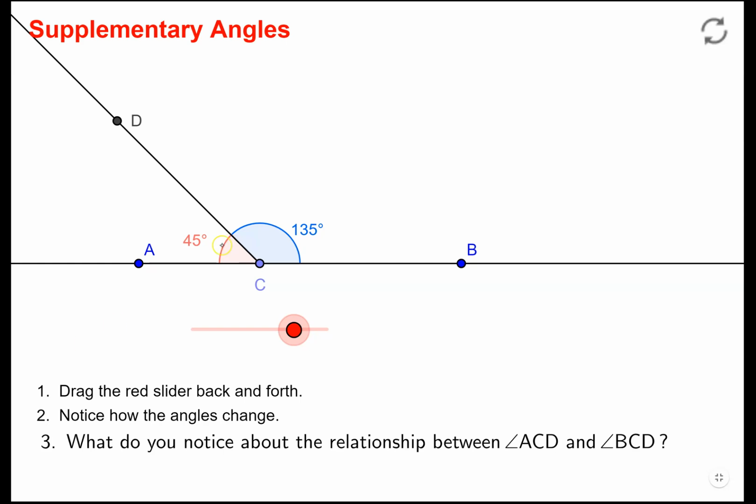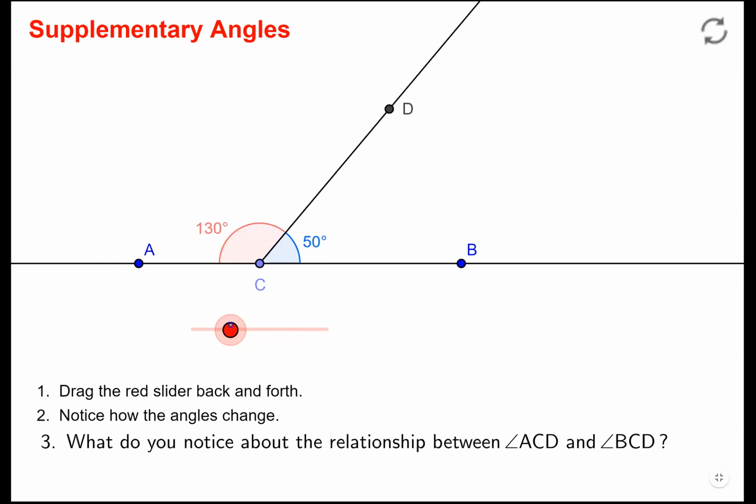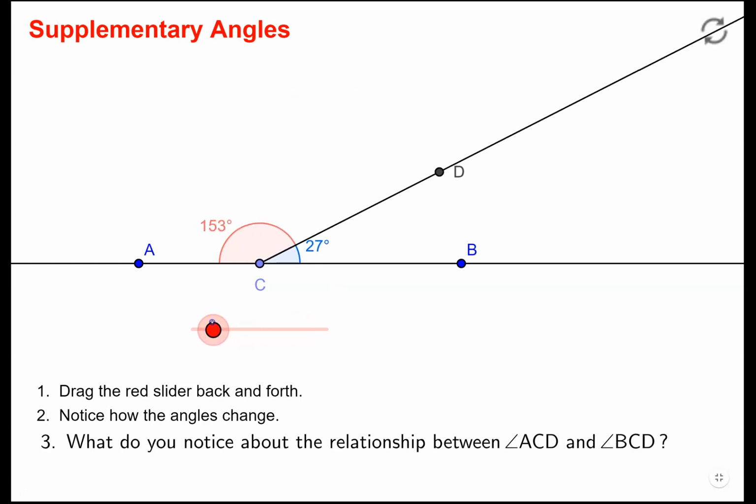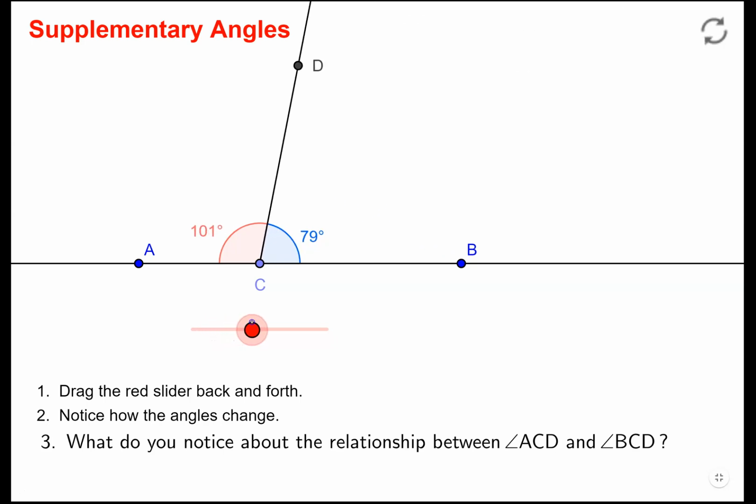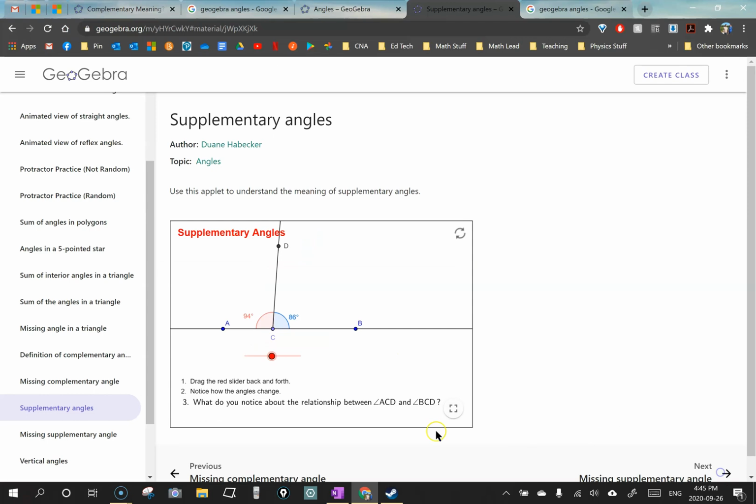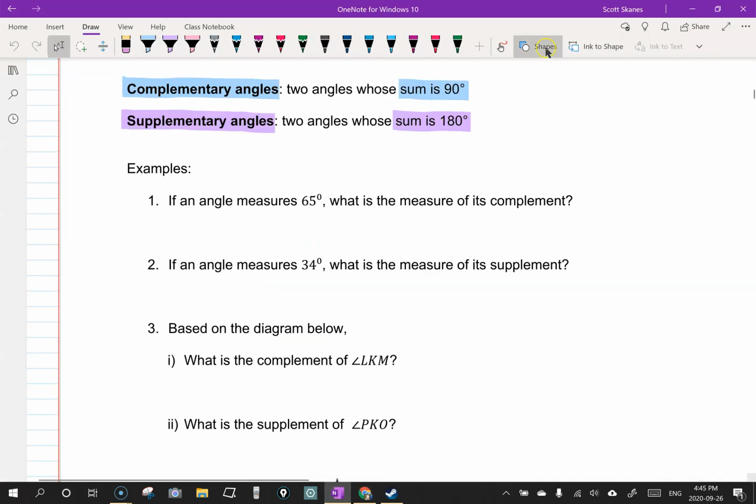So we see this angle over here, 45 plus 135 must add up to 180. If we move this around and change them up, once you add them up, no matter what I do, they'll add up to 180. And that is the definition of a supplementary angle. So let's see what this means.